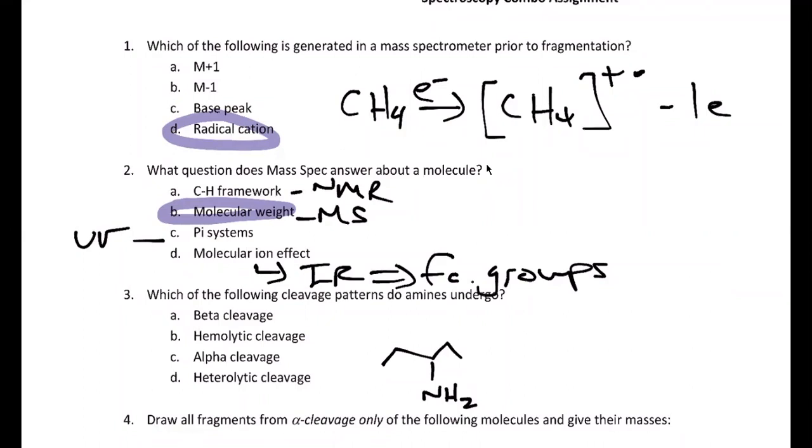Let me give you a hint. Another hint. All right, and it always cleaves here, next door. It's alpha cleavage. That's one of your main fragmentation patterns for mass spec, alpha cleavage, and it's always adjacent to whatever that functional group is.